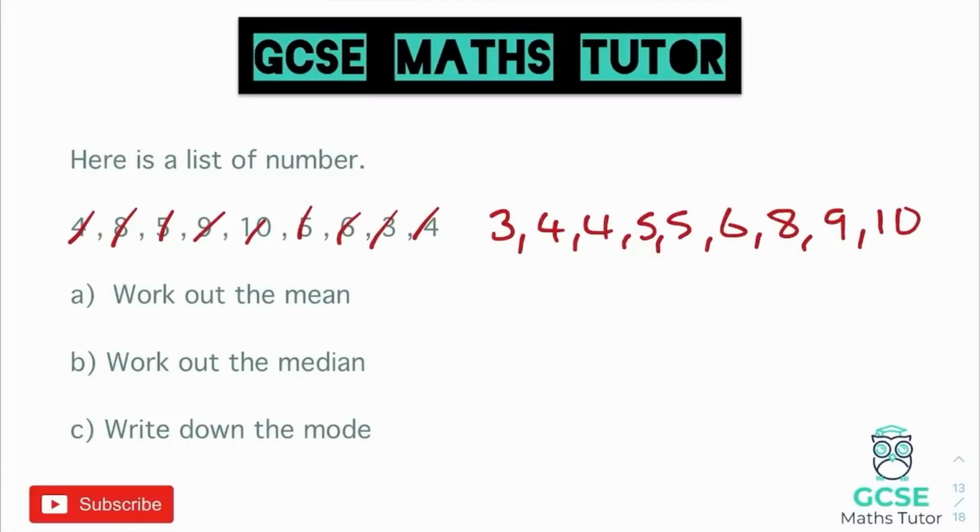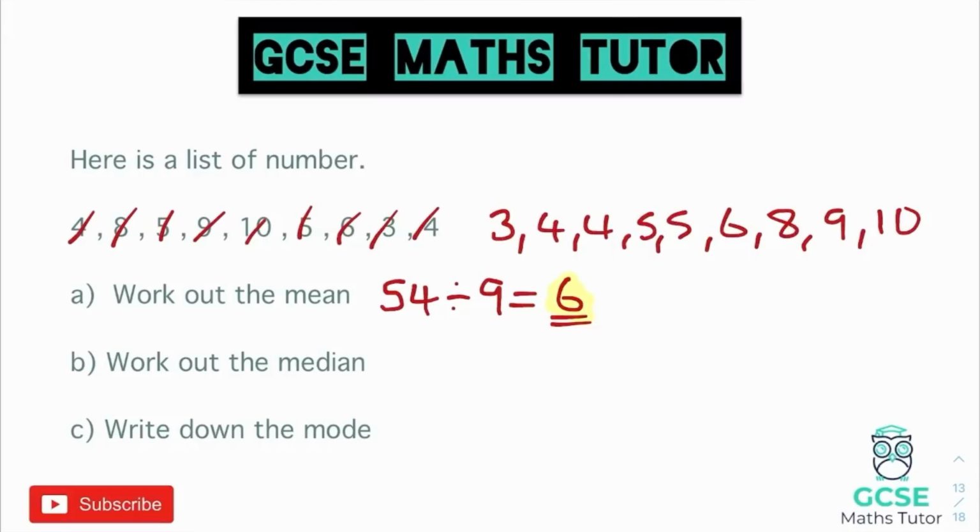Now if we add these all together to work out the mean, we get a total of 54. And when we're working out the mean, once we have the total, we just have to divide it by however many numbers there are. So if we count, there are 1, 2, 3, 4, 5, 6, 7, 8, 9, so there are 9 numbers, so we do 54 divided by 9, and we get an answer of 6. So the mean in this question is just going to be 6.